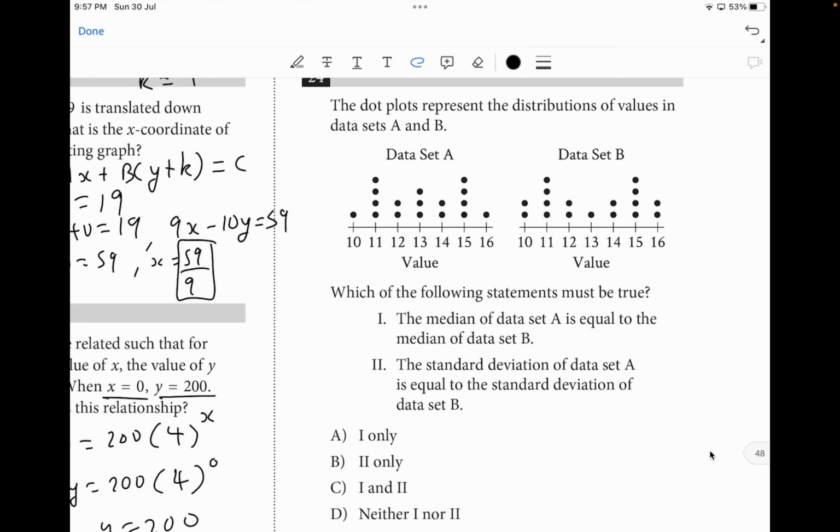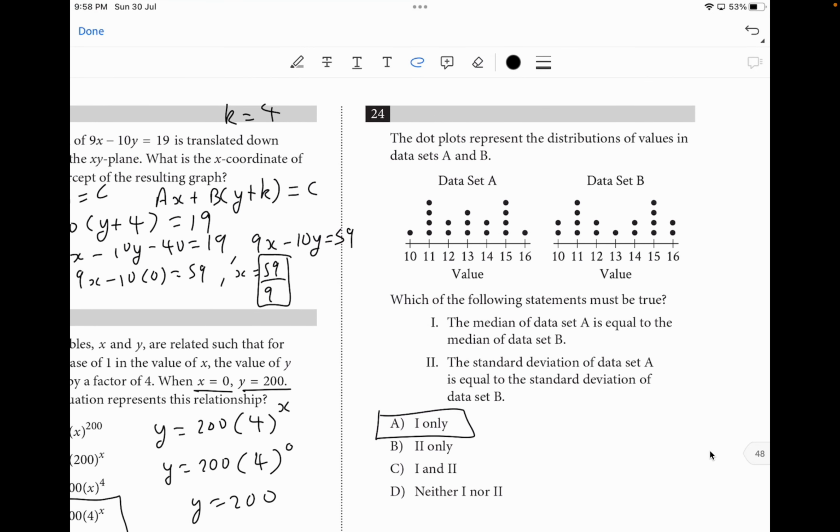So out of this, how do we recognize this? This is either through the calculation of the standard deviation of the dot plots. So that's what we're going to be doing. Which of the following statements must be true? The median of data set A. So it's actually going to be choice A. Choice A is going to be the correct answer for question number 24. The median of data set A is correct.